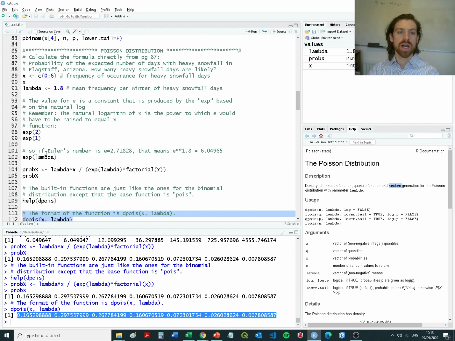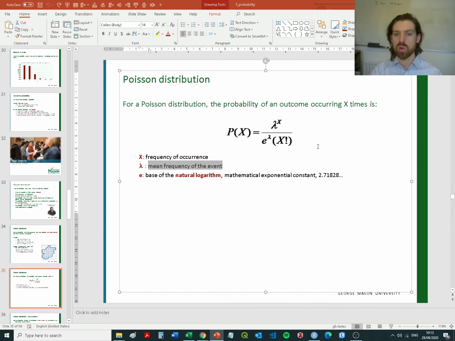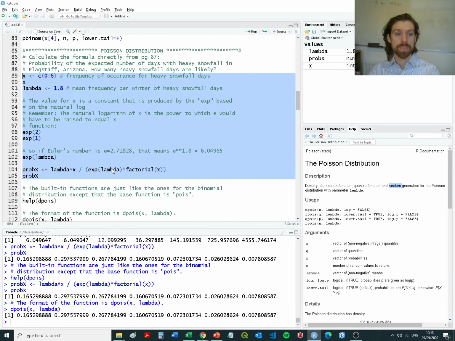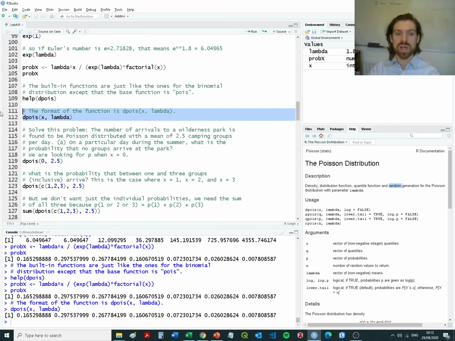Okay, so all of this, we've basically been reproducing that one equation just here, based on the frequency of occurrence, the mean frequency of the event, and the exponential of lambda, which is taking the natural log. And then we're able to produce that distribution manually. And then we're able to do that using the function that we've got here.